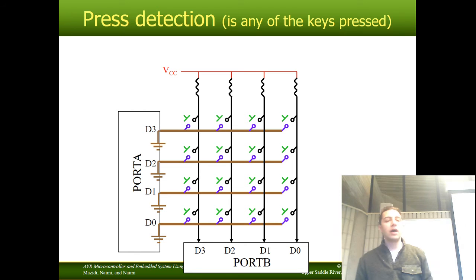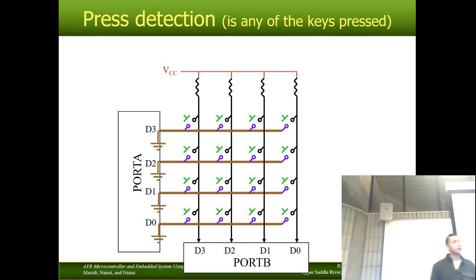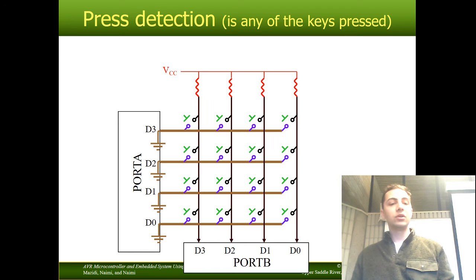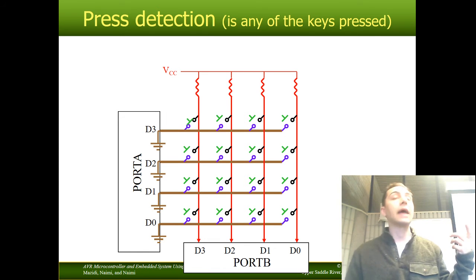So right now, I'm going to ground all of port A. I've output zeros to all of those. It's a little bit easier to see this way. You can see the brown representing ground. The pull-up resistors are pulling up all of the columns high.